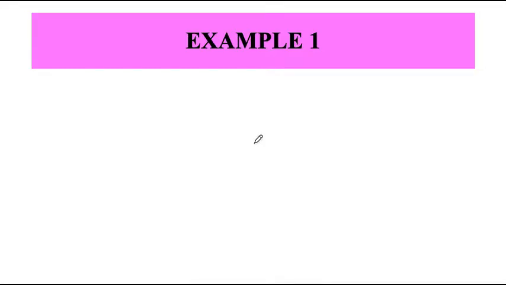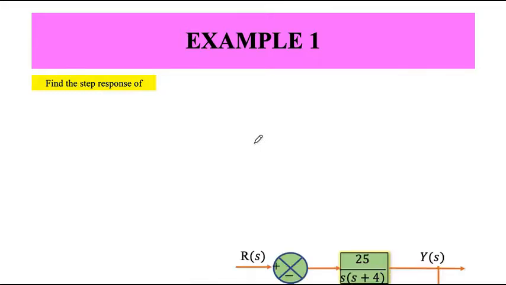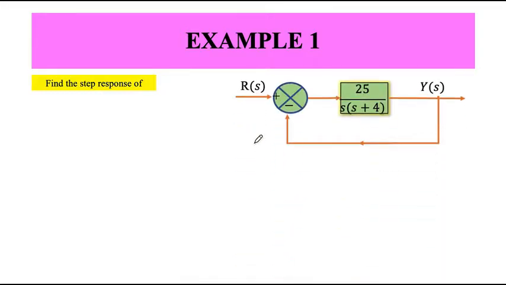So we will just start to do some problems related to time response and its specification. I will start with a fairly simple looking problem: to find the step response of a system. I have a reference which is a unit step, and a system with transfer function 25 by s plus 4. There is 1 here in the feedback, and this is my Y(s).